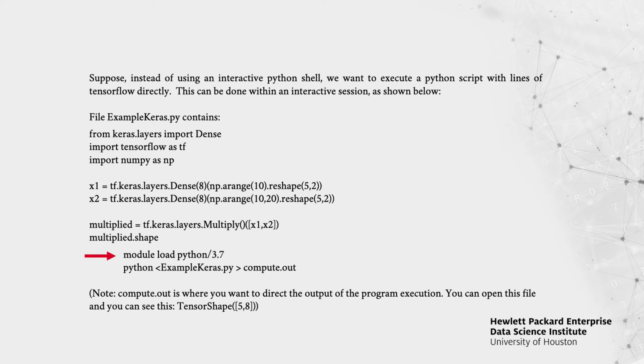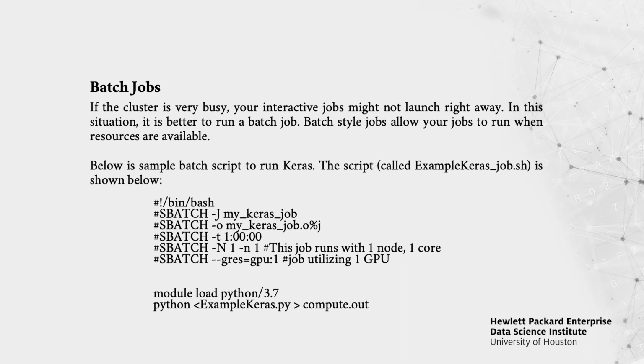Like the interactive Python session, we first need to ensure that the Python module is loaded. Then we pass the examplekeras.py script to the Python interpreter using redirection. After the script is executed, you can open this file and see the result. Now let's look at an alternate way to execute our example Keras script file. Here we will use a Slurm batch script to both allocate the necessary resources and execute the example script.